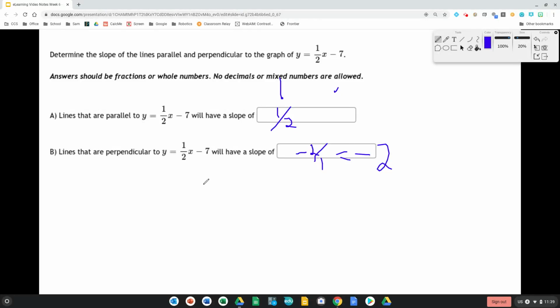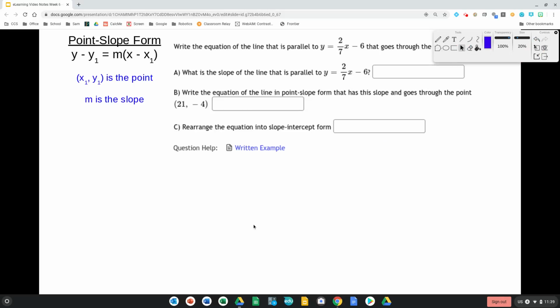All right, so this is what we did in the last lesson. What we want to do today is extend that just a little bit. Once we know what the slope is, we want to be able to go ahead and write the equation. So let's practice doing that here.